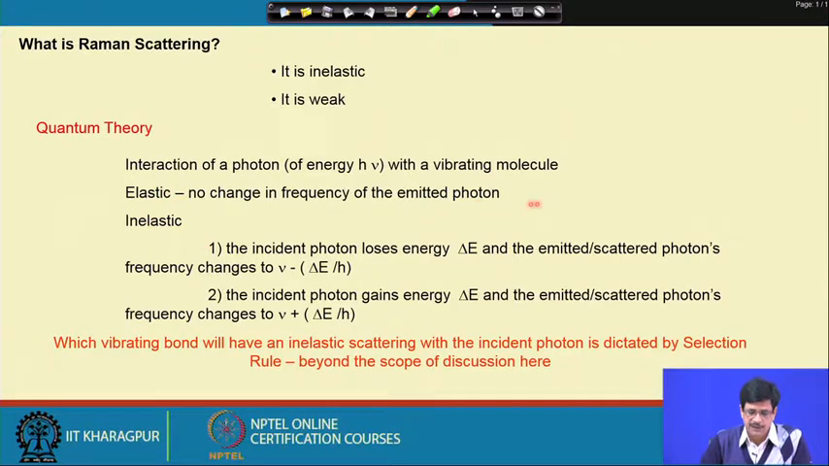So, elastic means no change in frequency, while inelastic means the incident photon loses its energy by a quantity delta E, and the scattered photon's frequency changes from nu to nu minus delta E by h. It will be emitted with a frequency less than the original incident frequency by a quantity which is the difference in energy divided by Planck's constant. Or it may happen that the incident photon gains some energy. It all depends on the vibrational state, ground state or excited state, of the bond of the molecule and the incident electromagnetic energy.